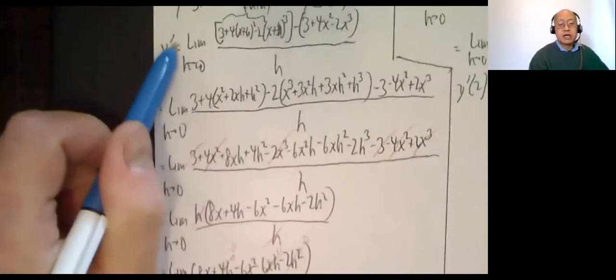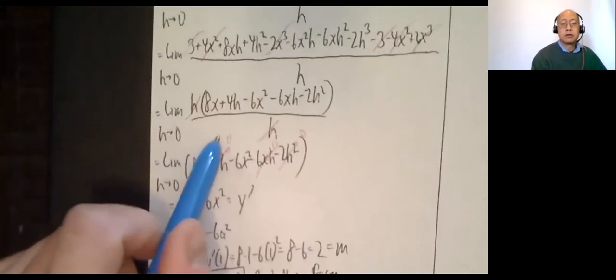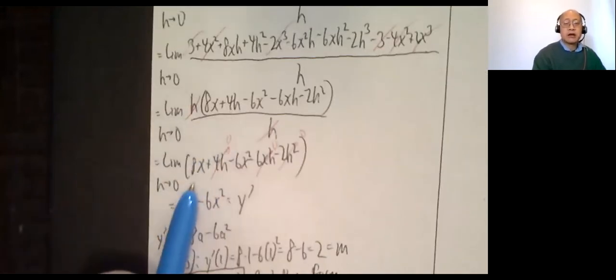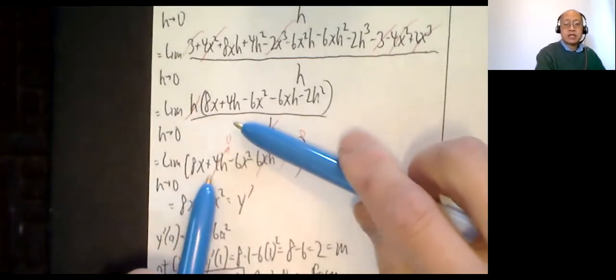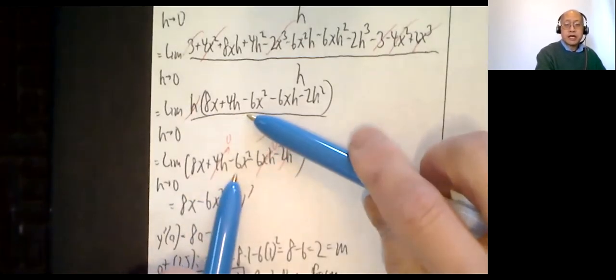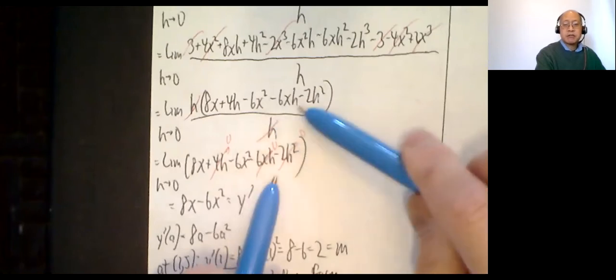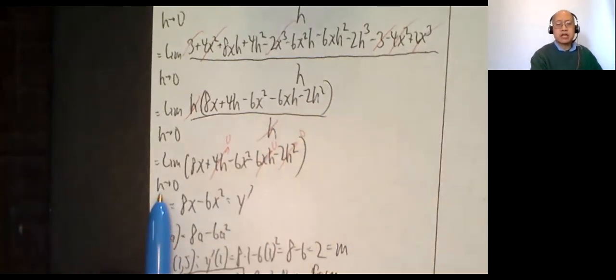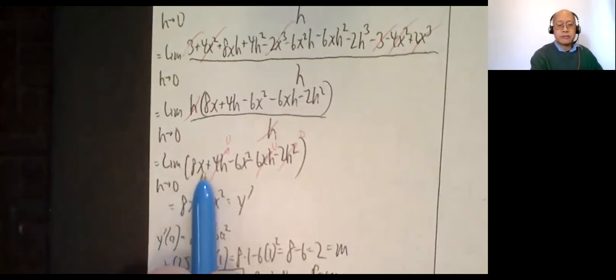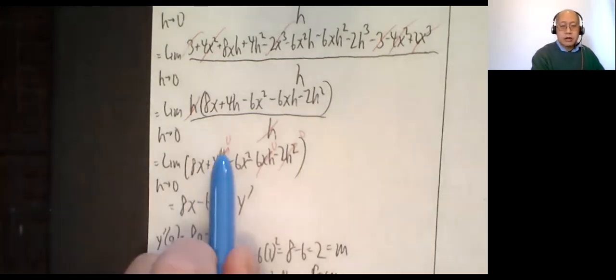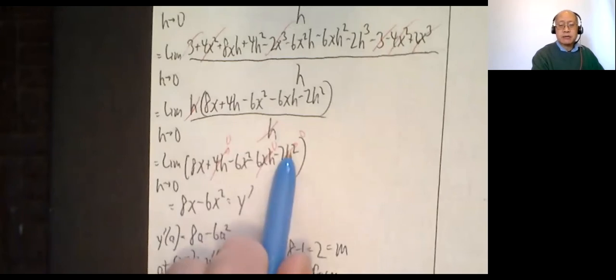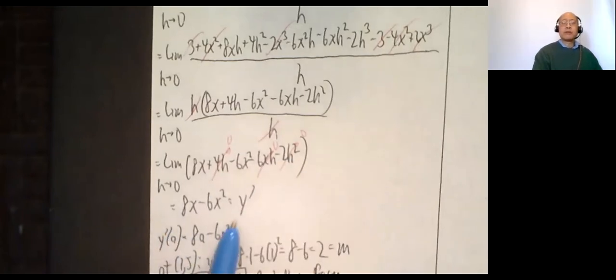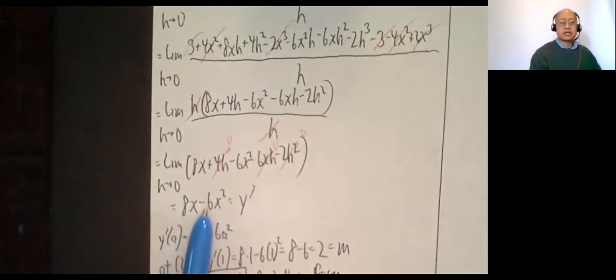Notice you keep writing limit h approaches 0, limit h approaches 0, and so on. So after the h is canceled out, I just have the numerator 8x plus 4h minus 6x squared minus 6xh minus 2h squared. Now I plug in h approaches 0. You basically plug in 0 for h. Don't plug it in for x, by the way. It's always h. So that goes in nothing. That becomes nothing. That becomes nothing. So y prime is 8x minus 6x squared. That's my answer.